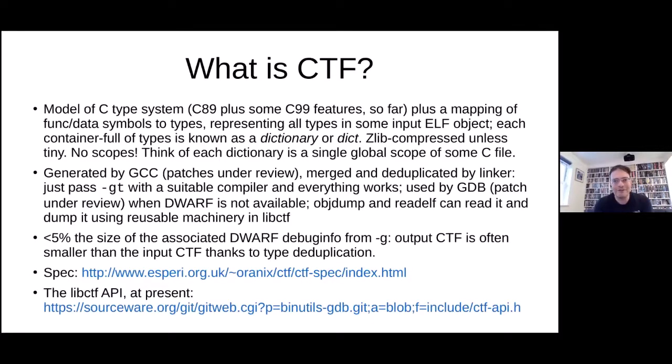What is it? It's a model of the C type system, or of a single scope of the C type system. If you think of a single translation unit, CTF can record the types of everything, for example, all global variables or all global types appearing in a single translation unit. It does not have scopes. It is a single global scope of some C file, and it can also map anything in the ELF symbol table, or any global data object, to a type, and that type and all the types that relate to that type, and so on and so forth.